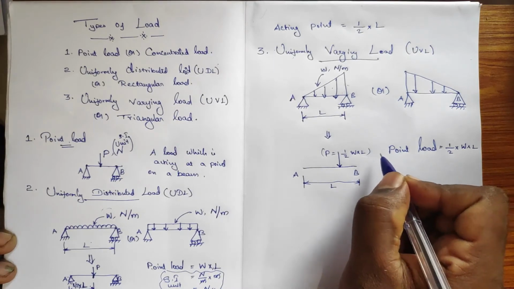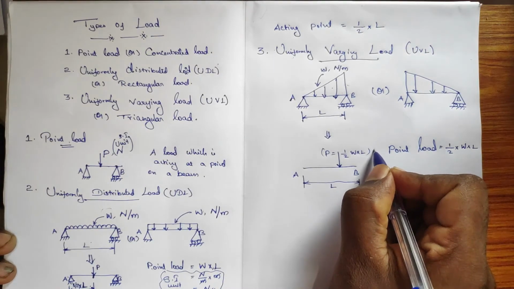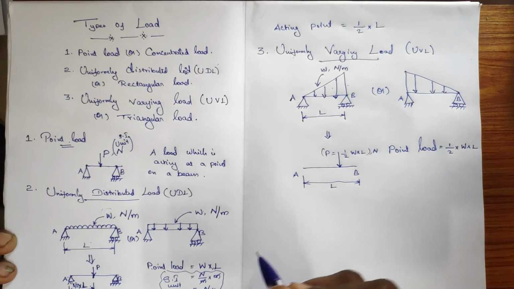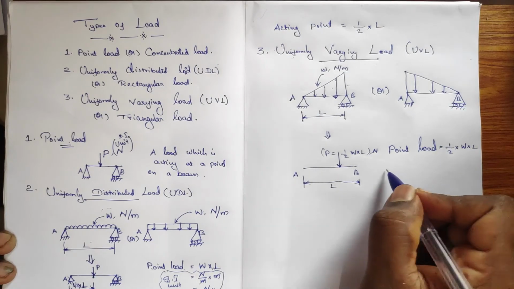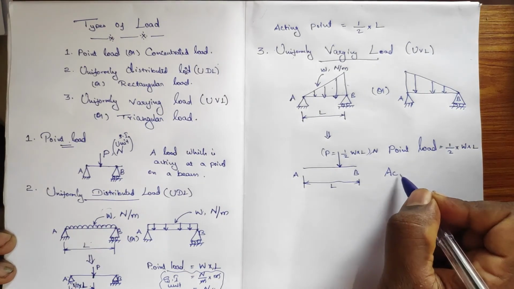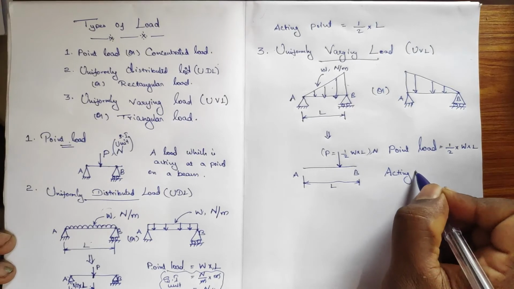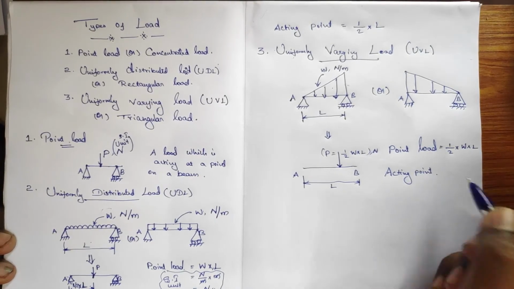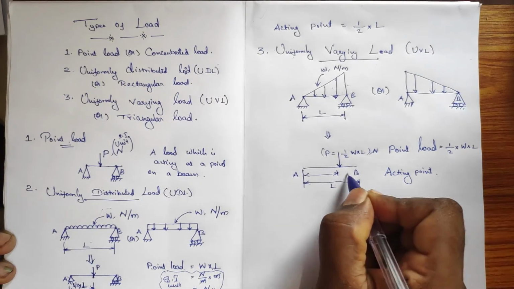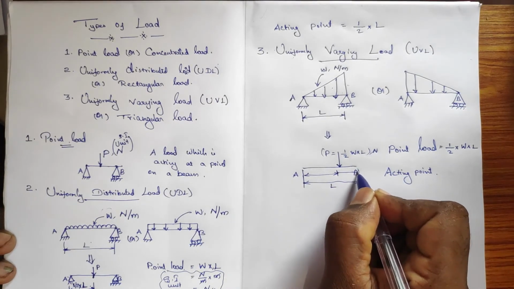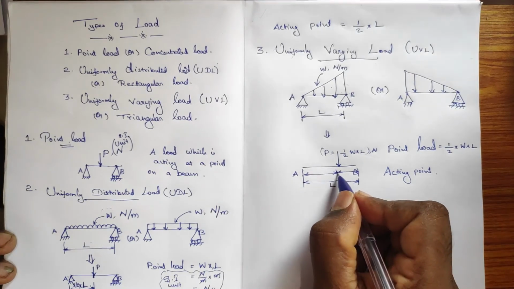So its unit is Newton. Okay, just like the previous one, the uniformly distributed load, when you are converting into a point load, its unit is Newton. In a similar manner here as well, you will get Newton. Okay, then the acting point: where it is actually located with respect to both the ends, with respect to the A end and the B end.